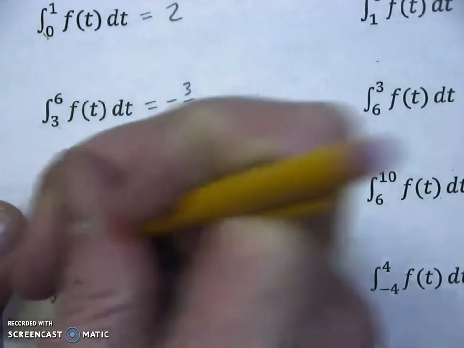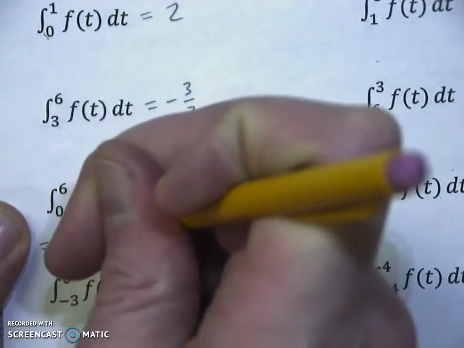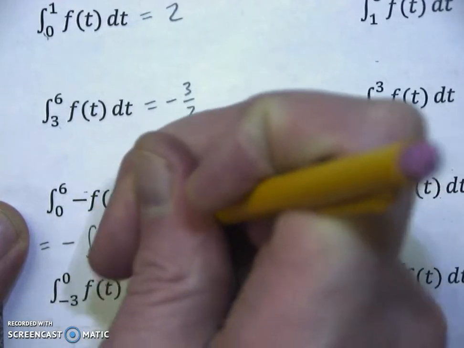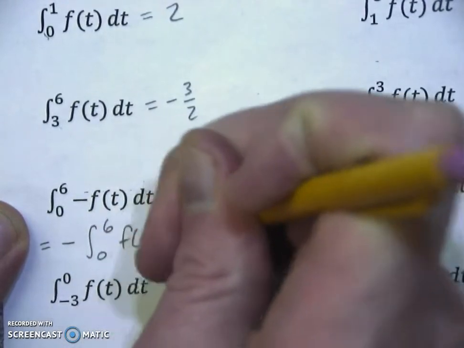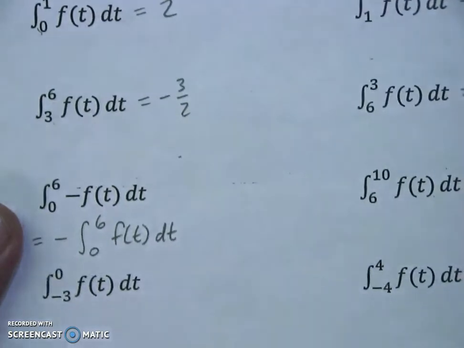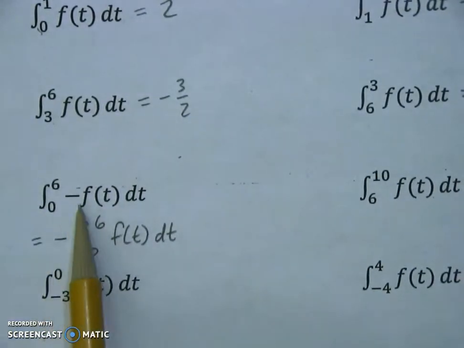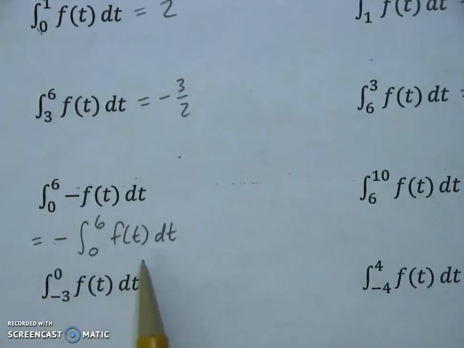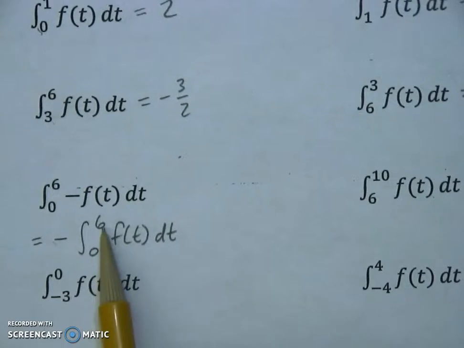Let's say that this integral is the same as the opposite of the integral from 0 to 6 of f of t dt. I'm using that property of definite integrals from page 84 to pull that constant out. So I need the area from 0 to 6. So let's go back to the graph.